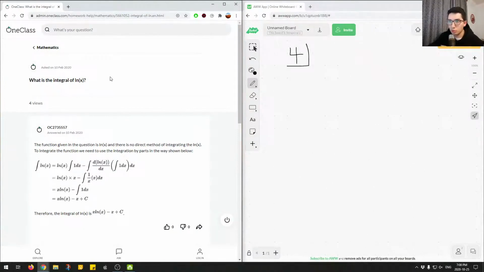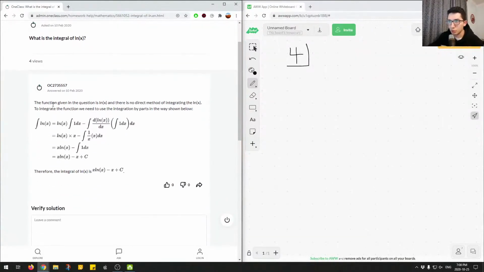So let's go through what the junior tutor did here. The function given in the question is ln x. This is an important integral to know. Sometimes you would memorize this integral because it's a commonly asked question, but we'll go through the steps of how to get to the answer. There is no direct method of integrating ln x.